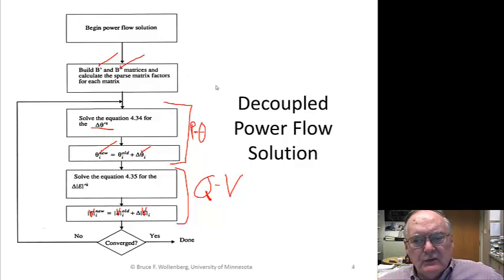The original Newton we often refer to as the full Newton, where you've got all the derivatives. This takes more iterations. Let's say the full Newton solved in 3 iterations. This might take 5 or 6, but they are much faster, so the overall time of the power flow is faster.